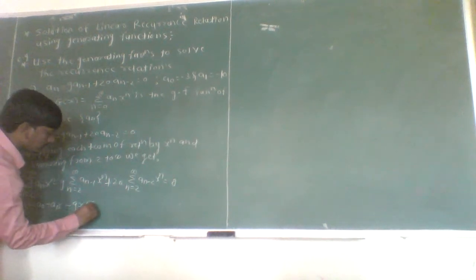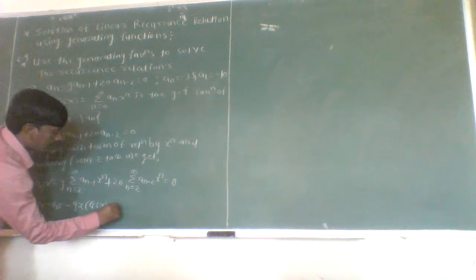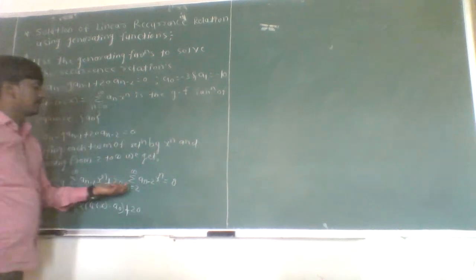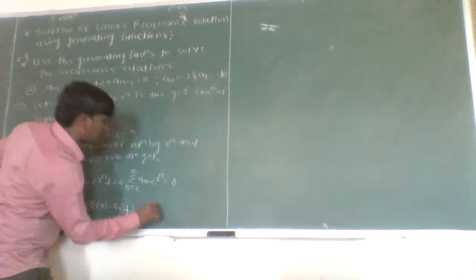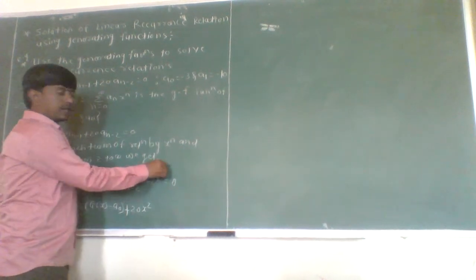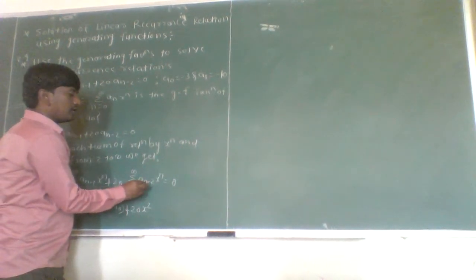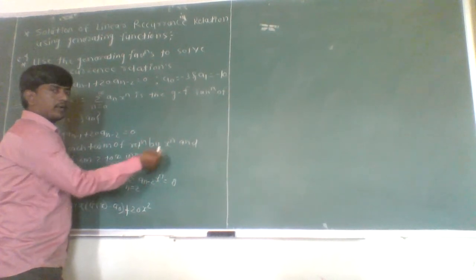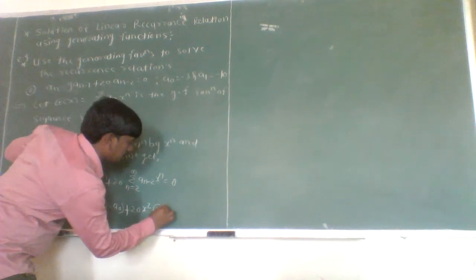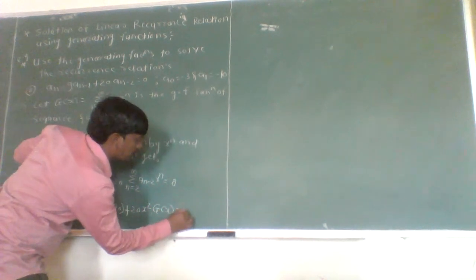Therefore, it is nothing but 9x into g of x minus a naught, that is, the first term will be missing here, and plus 20 into the summation running from 2 to infinity. Let's take x square common, then it is a n minus 2 x raised to n minus 2. As n equal to 2, it is a naught x to the power 0. As n equal to 3, it is a1 x to the power 1. Therefore, this is actually nothing but g of x, which is equal to 0.